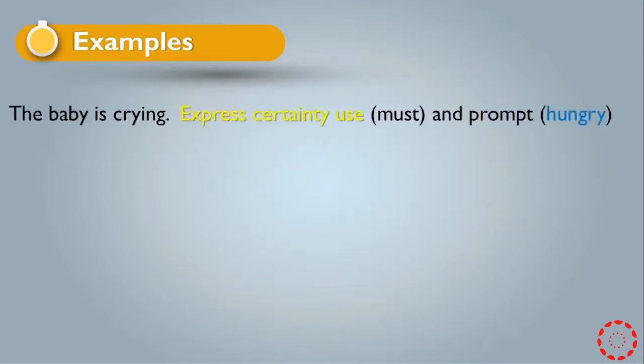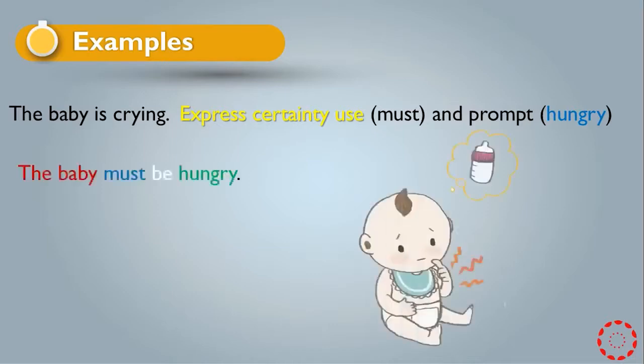Let's see examples. The baby is crying. This is the sentence, and it says express certainty, use must, and prompt hungry. So it gives you the direction that it is an expressing certainty sentence, and we have to use must, and for the complement, you should use hungry. So the sentence became like that: the baby must be hungry.